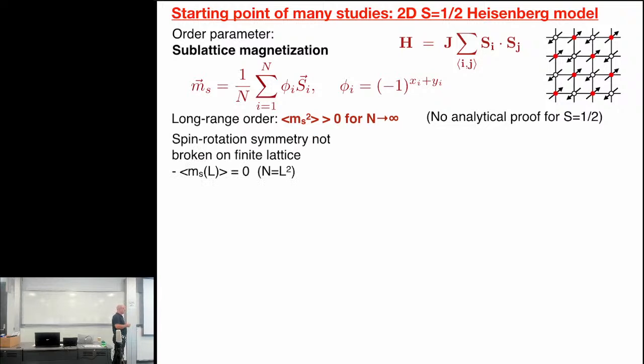Question? What was the analytical proof for s equals 1? Actually, I don't know, or I don't remember. I think I at some point long ago looked at the paper, but I don't. It's an old thing from probably the early 90s or something like that. Yeah, but I don't know. Some mathematical physicist, I'm pretty sure.